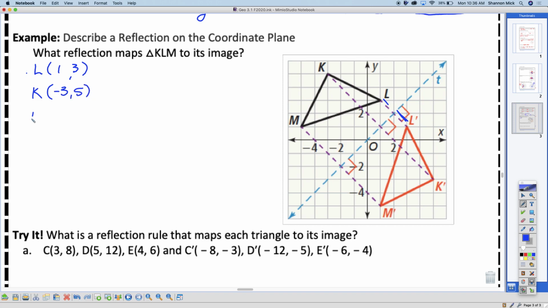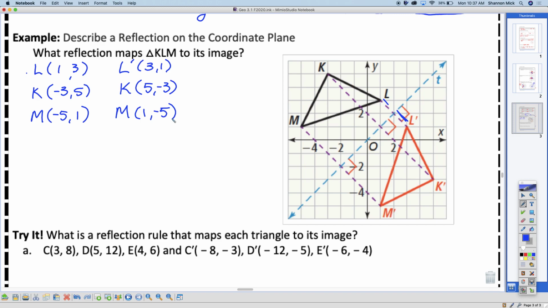What is M? Negative 5, 1. Okay. With the reflections, you just switched them. What's L prime? 3, 1. And then K prime is 5, negative 3. And then M prime is 1, negative 5. But I need to come up with some algebra that tells me this.